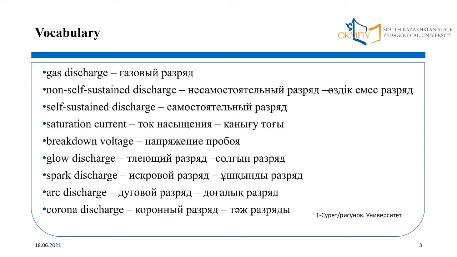To understand this lecture, you will need this vocabulary. Gas discharge. Non-self-sustained discharge. Self-sustained discharge. Saturation current. Breakdown voltage, sometimes called ignition voltage. Glow discharge. Spark discharge. Arc discharge. Corona discharge.